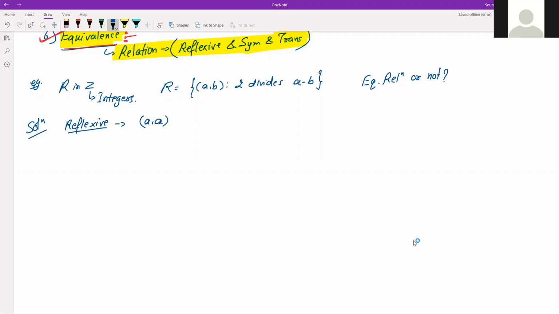So what is the restriction here? What is the condition here? That a minus b should be divisible by 2. If a and b are two numbers connected by this relation, then their difference must be divisible by 2. So now check for a minus a. a minus a is equal to 0, and 2 divides 0. Why? Because 0 divided by 2 is equal to 0. So this means this is reflexive.